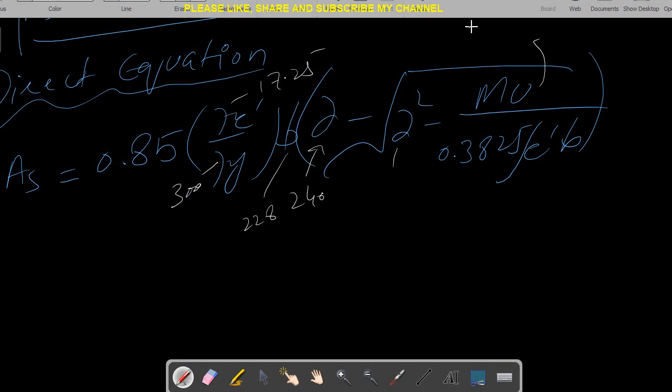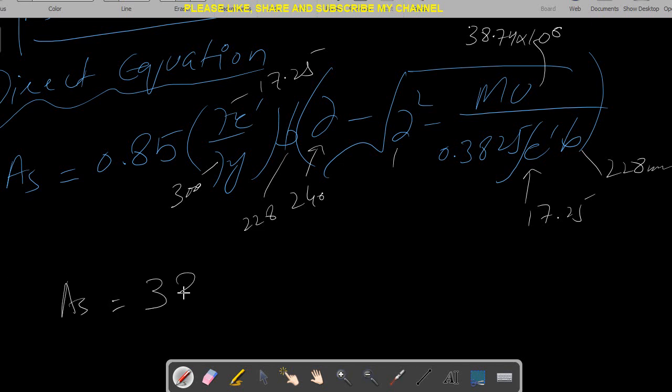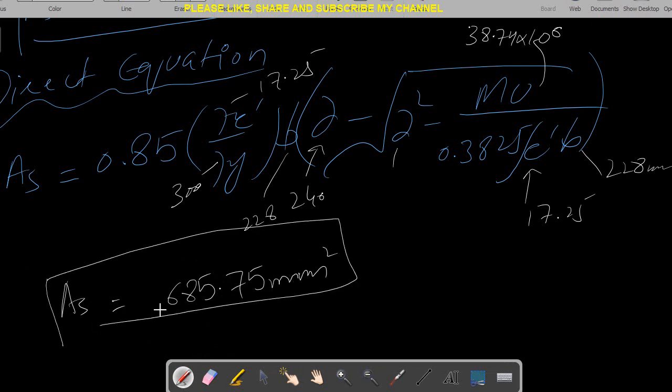Make sure you plug in this value, 38.74 times 10 to the power 6. Similarly, this is 17.25 and this is 228 millimeter, right? So units will be in millimeter. Now you get the final value of area of steel, 685. This is the exact value, right? 685.75 millimeter square. This is the exact amount of area of steel.